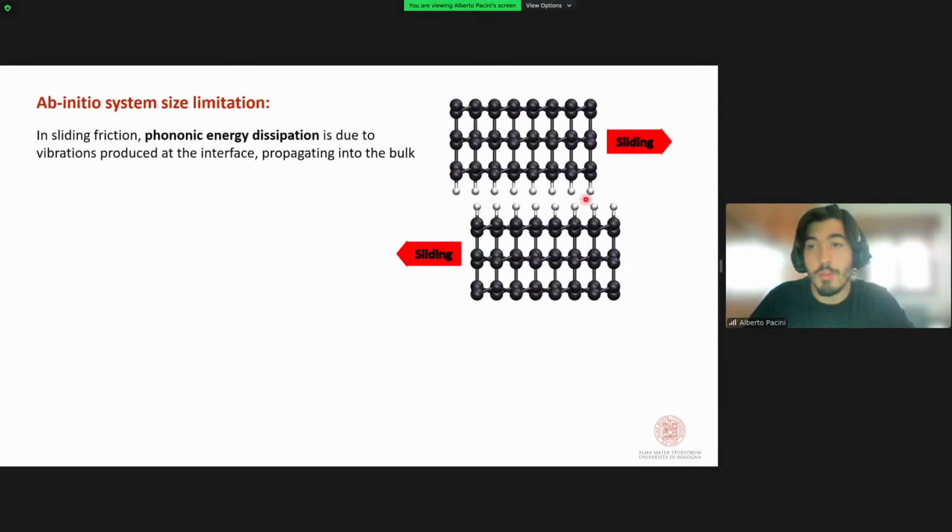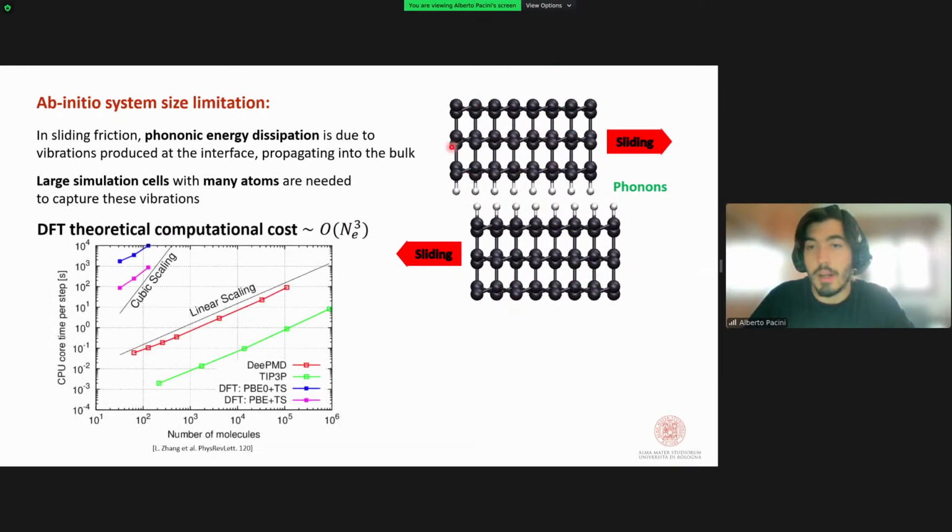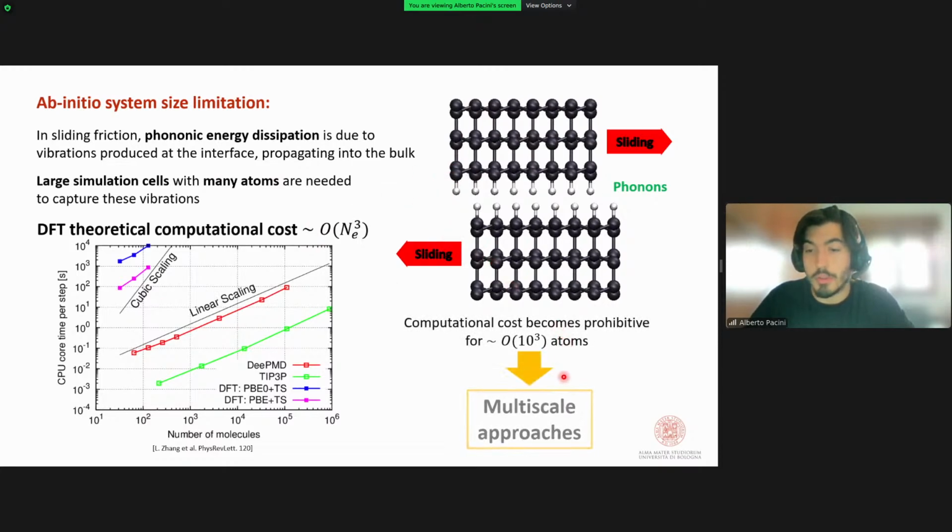Now, in our case, we want to study sliding interfaces. So this sliding induces vibrations at the interface that then propagate into the bulk. And in order to capture this vibration, one needs a large number of atoms. And this is a problem with ab initio molecular dynamics because it scales with the number of atoms. And so we rely on multi-scale approaches.